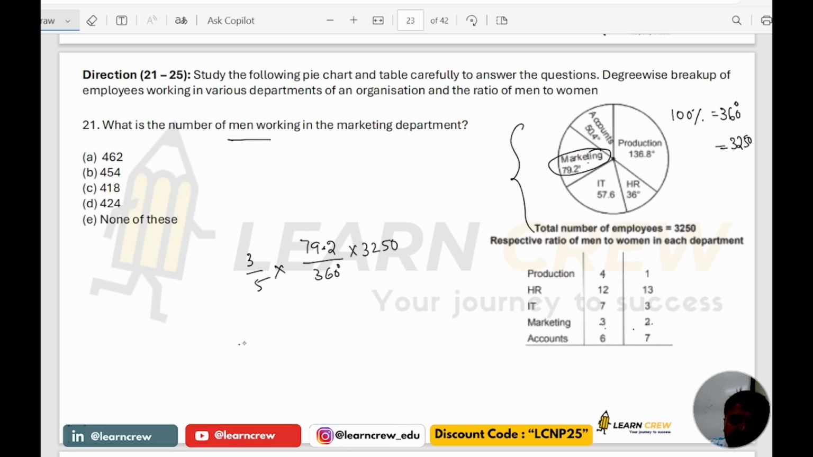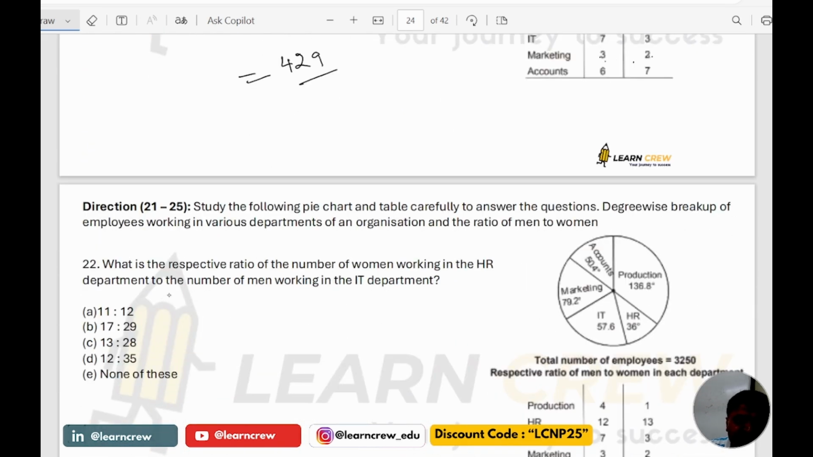If you do calculation, see 0 cancel. Now 65 times. Okay, now 36 2s are 72. 7.2 means 2.2. Now 65 into 2.2 is 143. 143 into 3 is 429. So answer is 429. 429 is the answer, which is none of this.